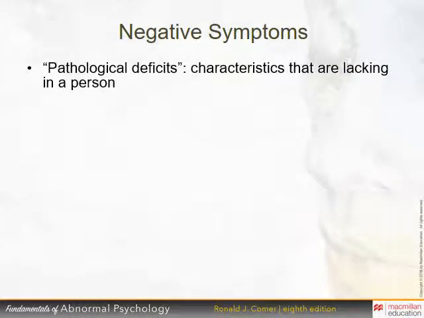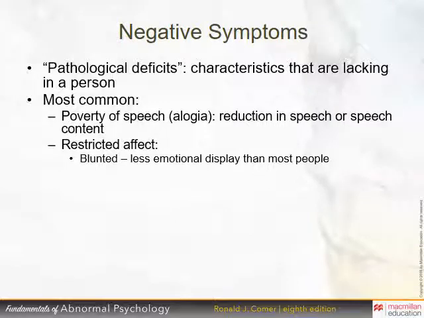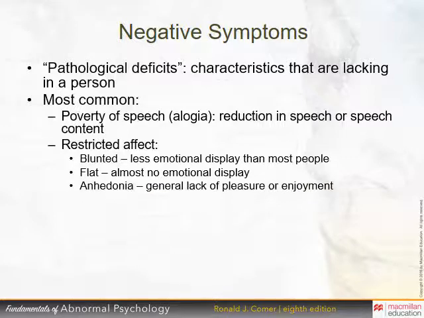Negative symptoms include pathological deficits. So these are characteristics that are lacking in a person. The most common of these is poverty of speech. So this is a reduction in speech or the content of speech. Restricted affect means that the person may be blunted, less emotional in their display than most people, or having a flat affect, meaning that there is almost no emotional display, or anhedonia, where there's a general lack of pleasure or enjoyment, and you may remember this from previous disorders that we've discussed.